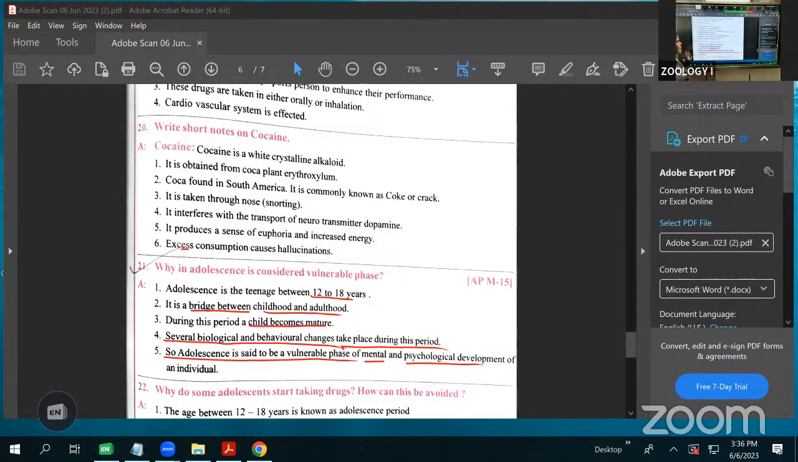This is about adolescence as the vulnerable phase. What is the adolescence age? 12 to 18 years. It is the bridge between childhood and adulthood. During this period, children become matured, and changes occur. Which changes? Behavioral changes and biological changes. That's why adolescence is said to be the vulnerable phase of mental and psychological development of an individual.